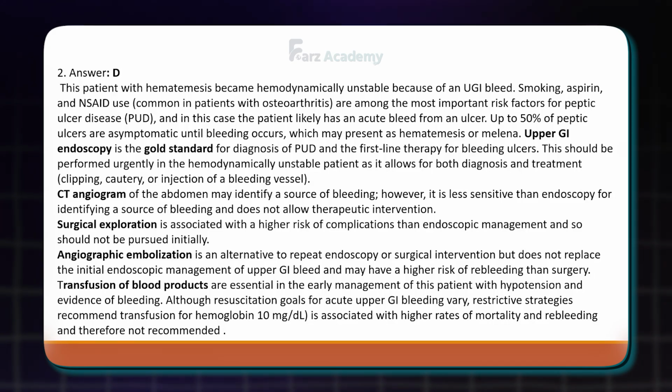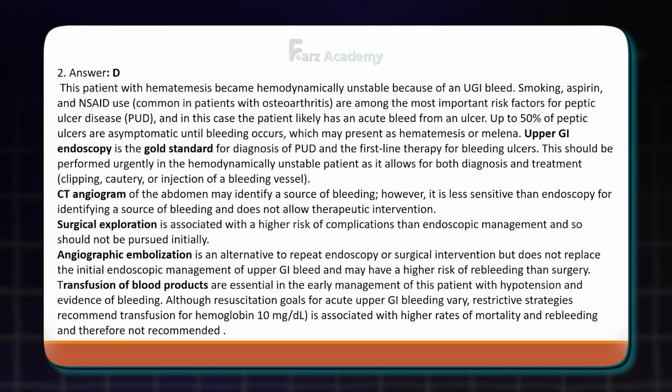Regarding CT angiogram of the abdomen, it may identify a source of bleeding. However, it is less sensitive than endoscopy for identifying a source of bleeding and does not allow therapeutic intervention. Regarding surgical exploration, it is associated with a higher risk of complications than endoscopic management and so should not be pursued initially. So obviously surgical we go at the last.